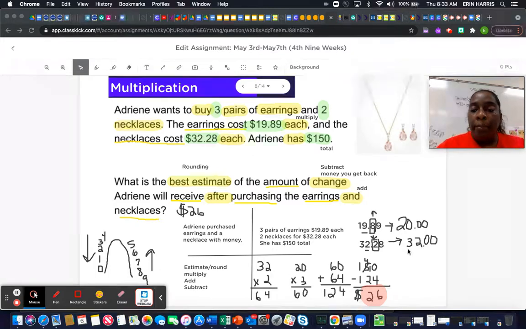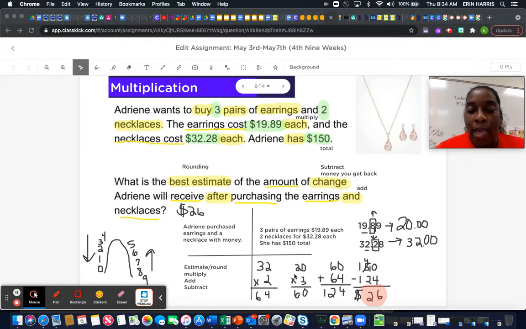Now that I got my 2 numbers that I rounded the earrings and the necklaces to, I can go ahead and do my multiplication. On here, I'm going to multiply 32 times 2 because it says she purchased 2 necklaces for about $32. 2 times 2 is 4. 2 times 3 is 6. So 32 times 2 is 64. Next, I multiplied my earrings, and it says she spent about $20 on the earrings, and she purchased 3 of them. 3 times 0 is 0. 3 times 2 is 6. So 20 times 3 is 60.